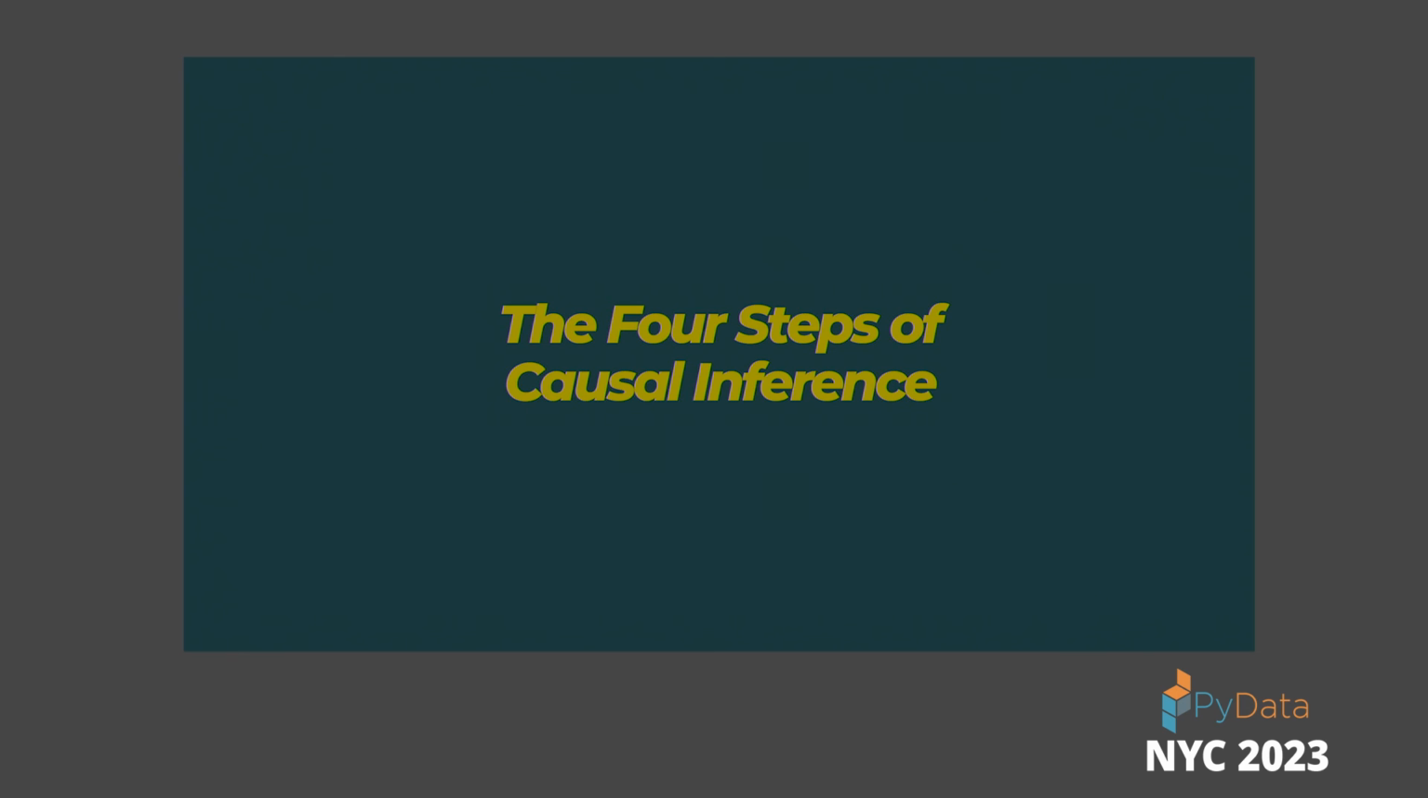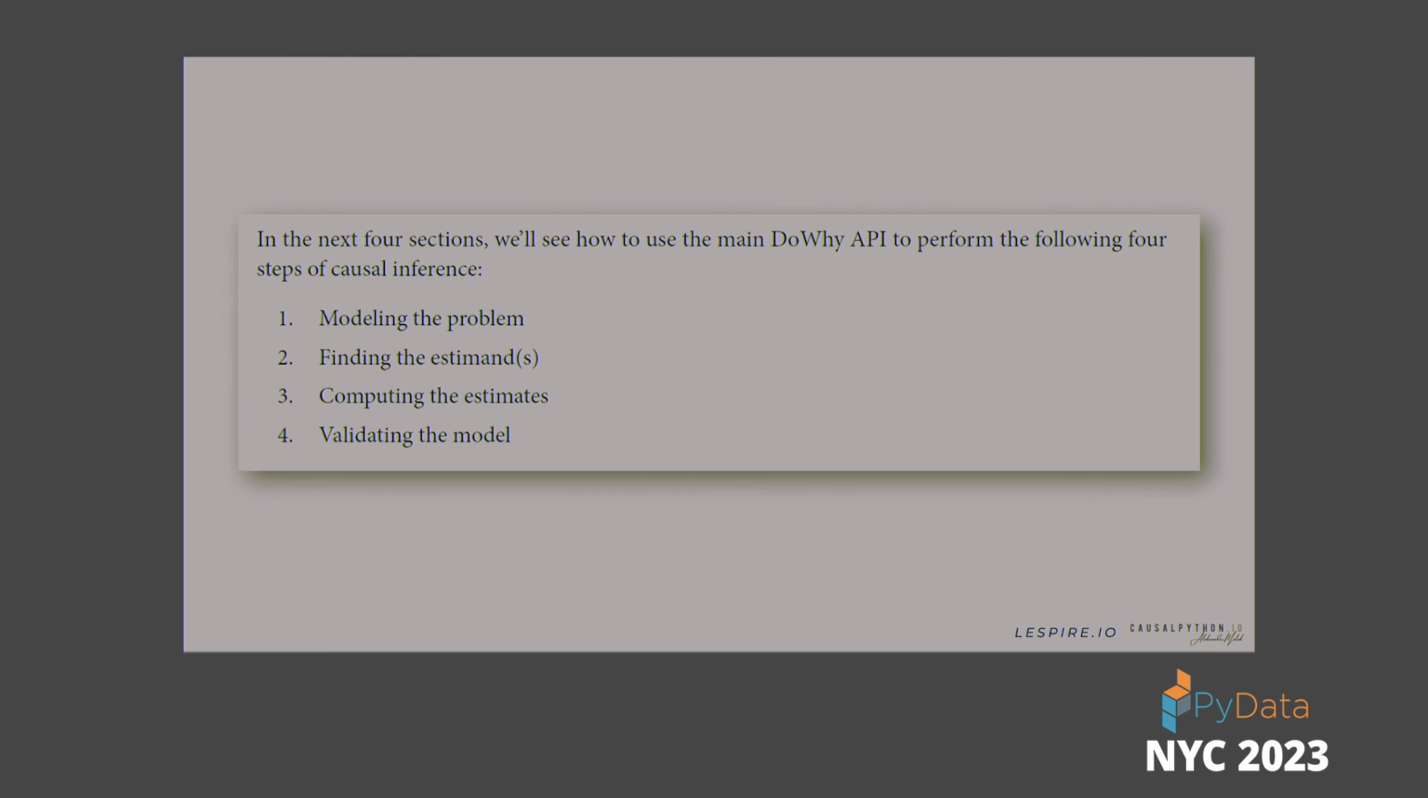OK, we have very little time, so we'll have to run very quickly now. The 4 steps of causal inference. So how do we translate those ideas into practice? Well, first we need to model the problem, and this is something that is different from traditional machine learning, because we need to say something about the data generating process. Then we are finding the estimand. What is an estimand?